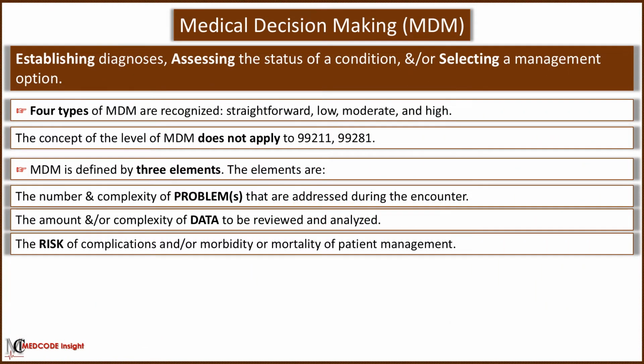MDM or medical decision making includes establishing diagnosis, assessing the status of a condition, and or selecting a management option. There are four types of MDM: straightforward, low, moderate, and high. MDM is defined by three elements: the number and complexity of problems that are addressed during the encounter, the amount and complexity of data to be reviewed and analyzed, the risk of complication, and or morbidity or mortality of patient management.